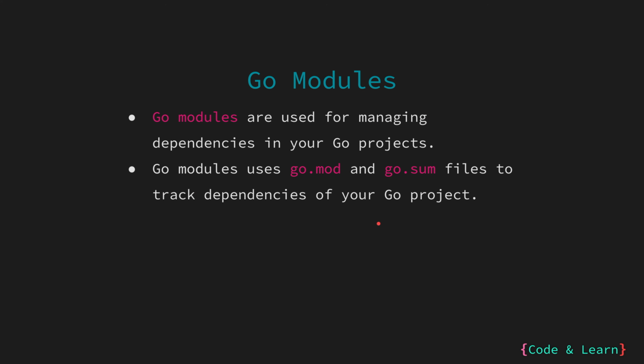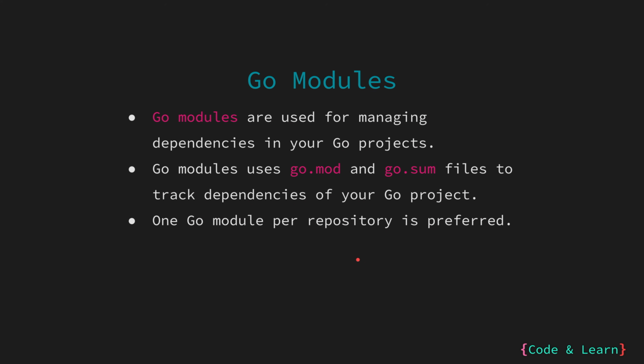Go modules use the go.mod and the go.sum files. The go.mod and the go.sum files are part of your Go module. They help you keep track of dependencies and their versions used in your Go projects. Both these files are located in the root directory of your project. Typically, a Go project consists of a single module, but Go also supports multiple modules, although that is rare.